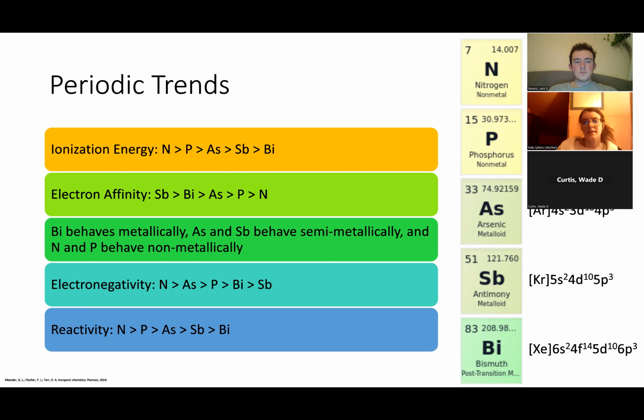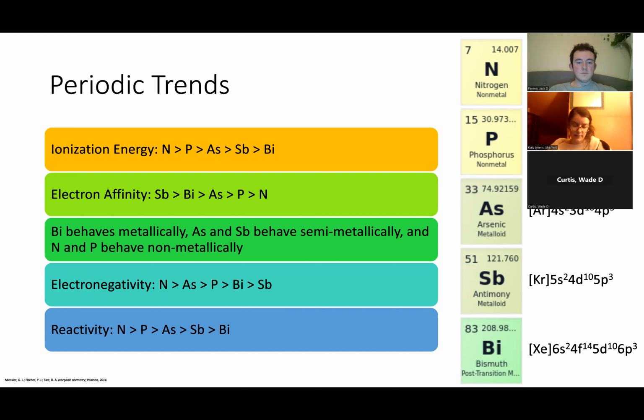So some of the basic trends that we see are that the ionization energy increases as you go down the column, with nitrogen having the highest and bismuth the lowest. The electron affinity generally decreases as you go down, with the exception of antimony having a higher electron affinity than bismuth. We see that they start to behave more metallically as you go down. So nitrogen and phosphorus are non-metallic, and bismuth behaves metallically.